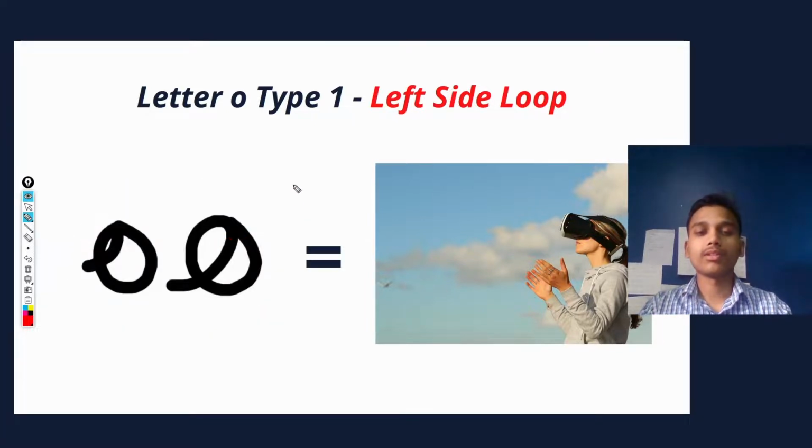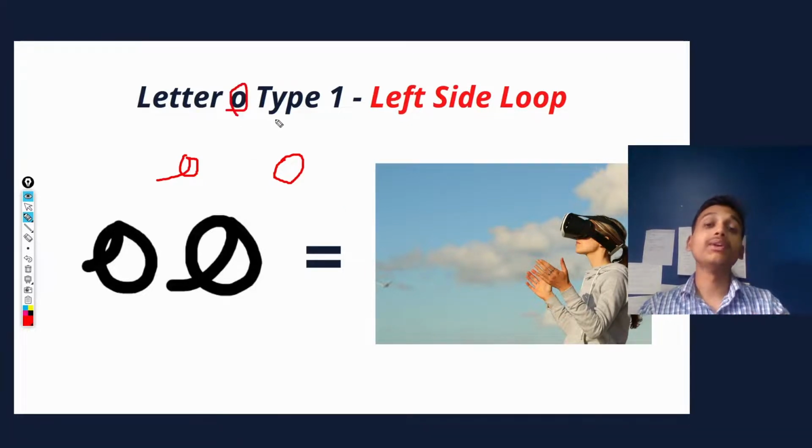In order to improve yourself, you need to replace this loop with a single O. If you have been writing like this, then kindly just remove the loop and write like this. A clear O like this. It will help you in accepting those realities, harsh facts about yourself.